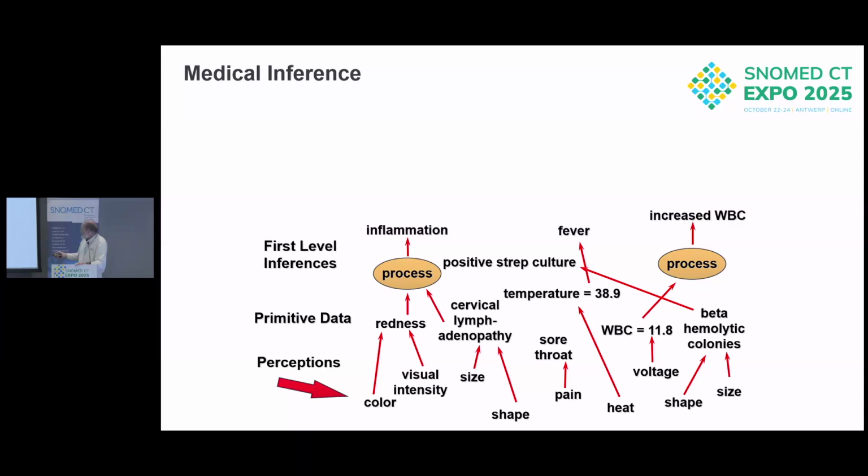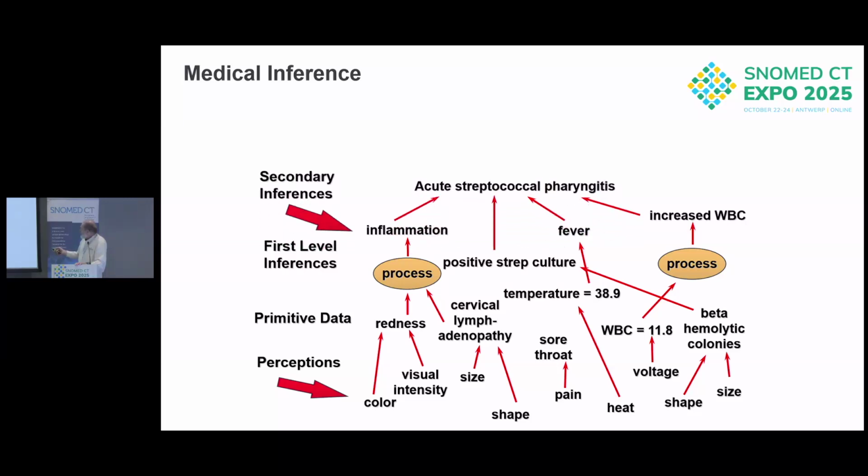And then from those things, you can make even further, through a logical process, you can say, oh, the fact that I've got this red throat and this cervical lymphadenopathy says I have inflammation. This says, oh, I've got a positive strep culture. That's high, so that's a fever. I can characterize it as a fever. I've got an increased white count. And then I can make further logical decisions and say, oh, this represents acute streptococcal pharyngitis because of all of this data.